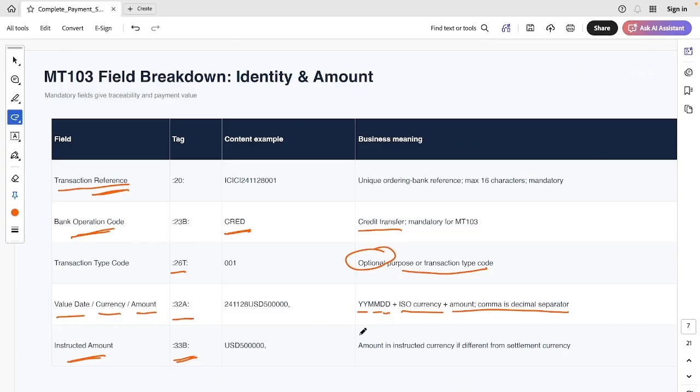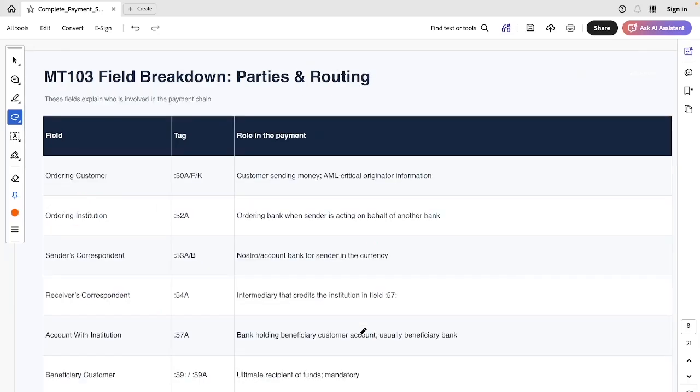Once we know the amount, we need to understand the parties and the routing chain. So this field tells us who is involved in the payment chain. So we have field 50 50A, 50F, 50K. This identifies the ordering customer. In simple words, this is the payer. This particular field basically identifies the payer or the originator of the payment. This field is AML critical, or anti-money laundering critical, because banks must know who is sending the money.